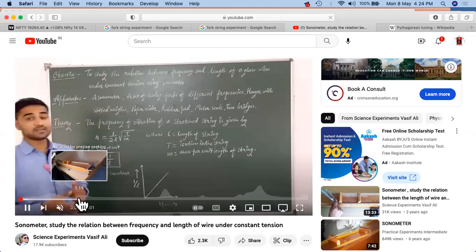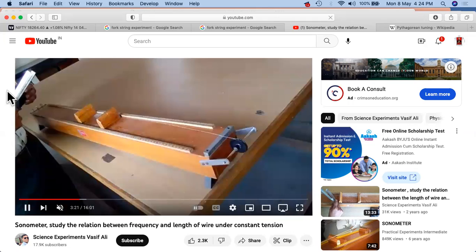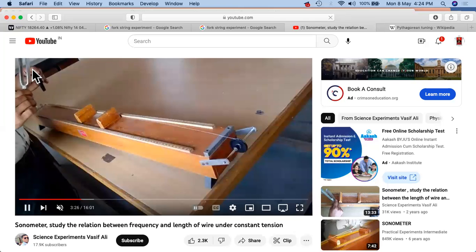Yeah, so somewhere around here. So yes, this is the sonometer, the thing which is in his hand. This is called a fork. When you hit over here, it starts vibrating, right? The vibrations cannot be seen, but they can only be felt. These two nodes are where we'll be able to change the length of the string.